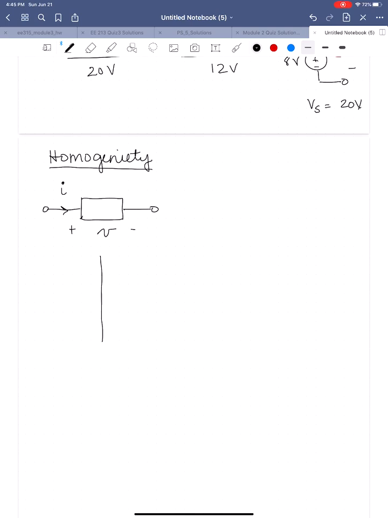Okay. So if we look at this, if we were to look at a plot of the VI curve here, so we're going to put I here and V here. Let's say that this curve looked like this. Okay, and we had a different element.